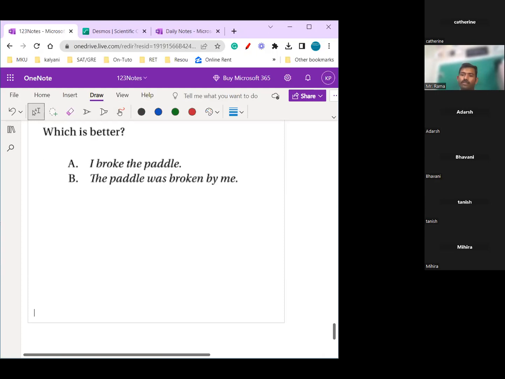And in most declarative statements, if the actor is known, the active voice is clearer and more direct than the passive voice. Like the ball was kicked by me, or I kicked the ball. So in this one, obviously you put, I broke the paddle. We know the actor, so go with the active voice.